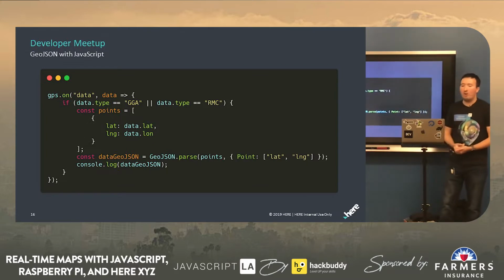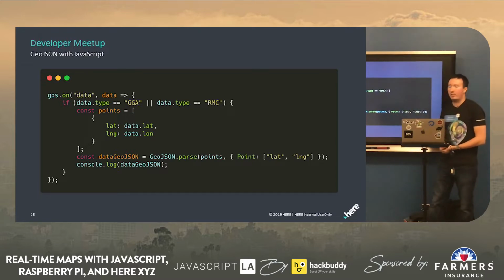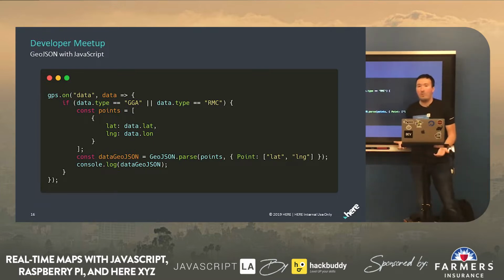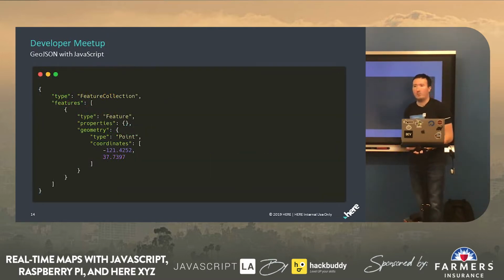Then we say GeoJSON parse. We provide that points array, and we're also providing a mapping of what the latitude and longitude is for the point. So in this case, lat and long represents the object properties, lat and long. So it'll be different depending on what type of geometry you're using. But for points, that's what we would do. If I were to print it out, it would look a little bit more like this. So again, it's not too difficult to reproduce that, but it is a step that we don't have to worry about.